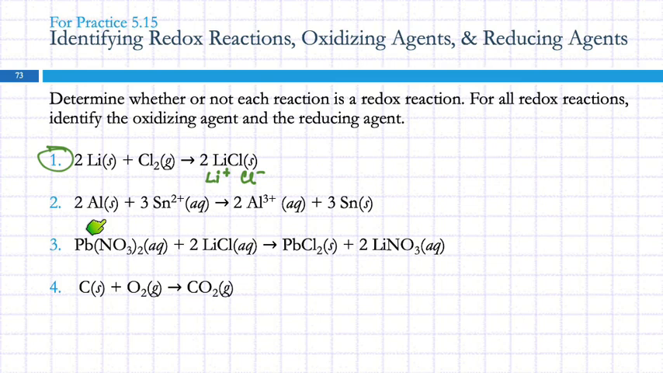Let's look at this one. So here I have aluminum, and here I have aluminum 3+ ion. I have tin 2+ ion, and just plain old tin. Is there electron transfer happening? How can aluminum become an ion? By losing electrons. How can tin go from being an ion to being an atom? It had a +2 charge. How does it get rid of the +2 charge? By gaining back 2 electrons. So there's transfer of electrons, that's a redox reaction.